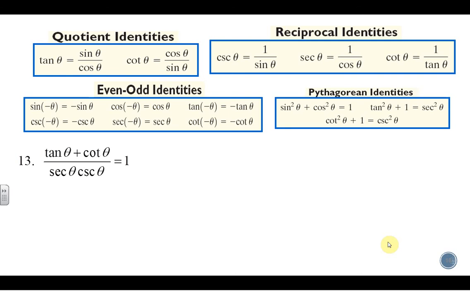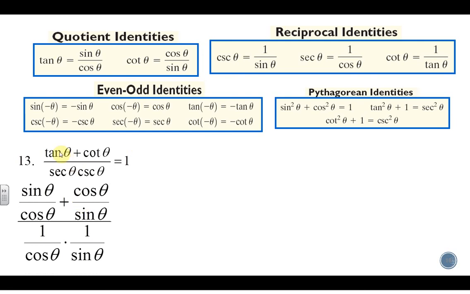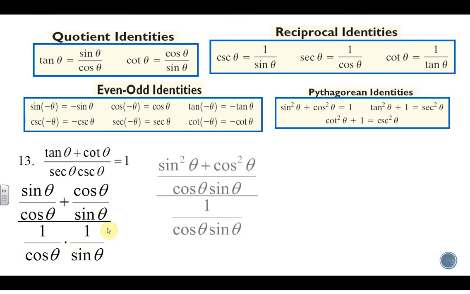The last one. Are you tired yet? You guys got this. Okay. Tangent theta plus cotangent theta over secant theta times cosecant theta equals 1. So I'm thinking I might be using one of these at some point, but you never know. What you think might not always happen, people. So we changed everything. So sine over cosine, cosine over sine. Secant is 1 over cosine. Cosecant is 1 over sine. Okay. Still can't do too much.